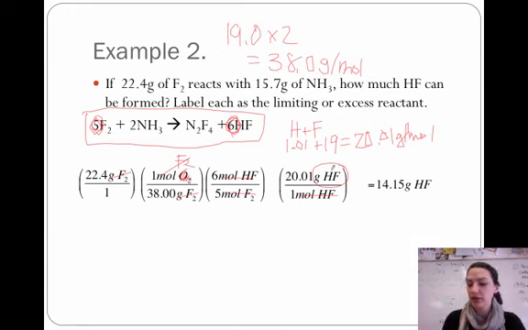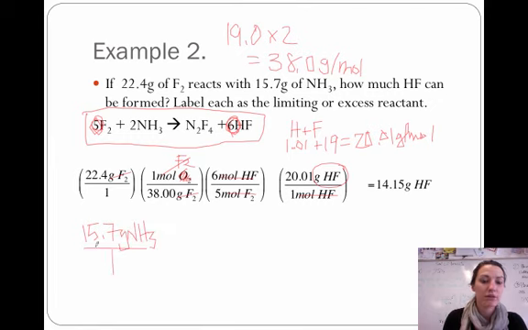So now what I would like you to do is set up 15.7 grams of NH3 over 1. And I would like you to convert this all the way to grams of HF. So you're going to use this unit conversion and this unit conversion to help you. Convert this grams to grams of HF, and then choose which one produces less. That's going to be your limiting reactant.